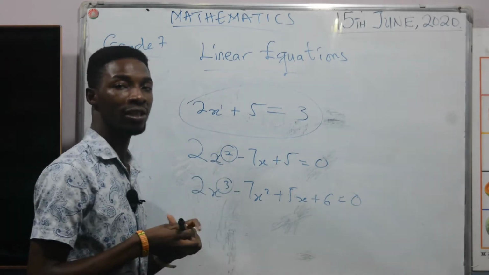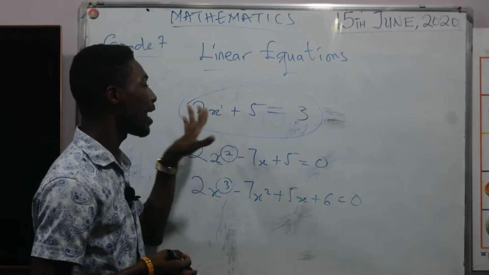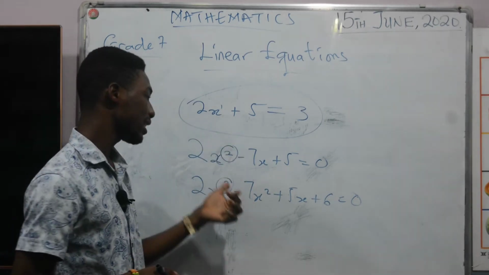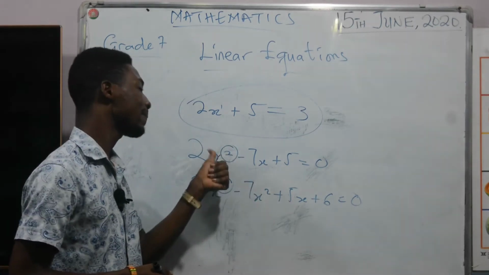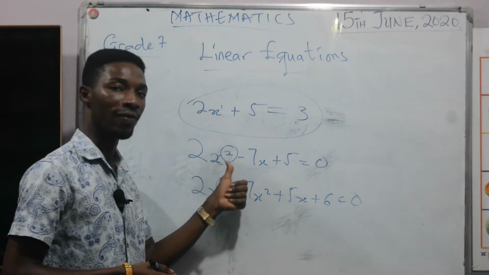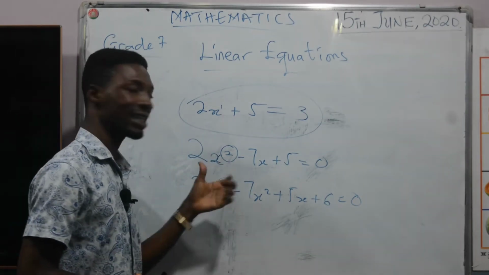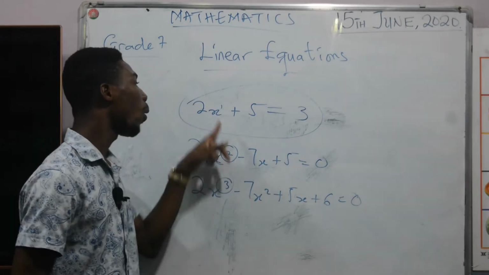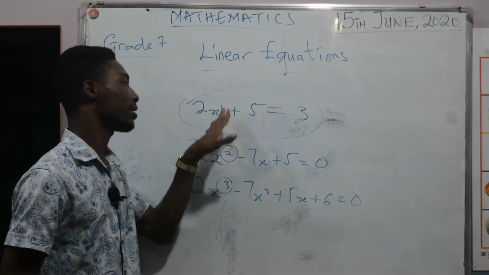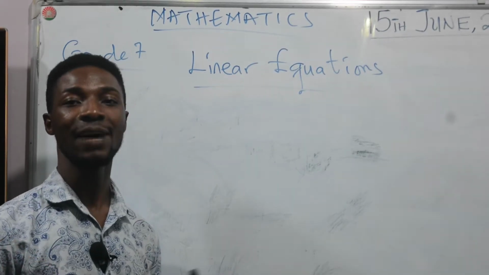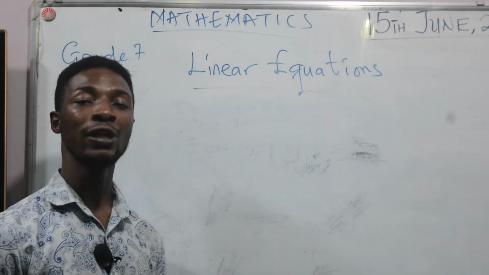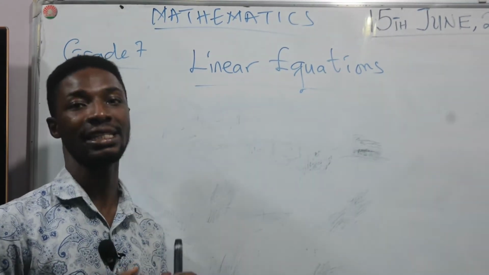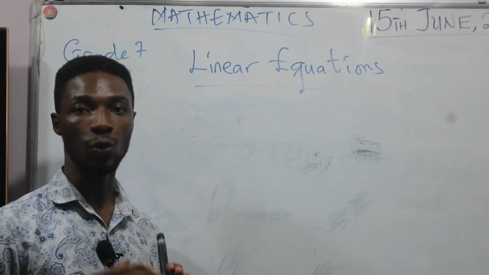We name equations according to the power of x. An equation with the highest power of x being 1 is called a linear equation. So this equation is not linear because the degree of x is 2. Here the degree of x is 3. None of these equations are linear, only the first one, because the degree of x is 1. So I have given you an example of a linear equation. The next thing we are going to do is how to solve linear equations. That is our basic aim in this lesson.